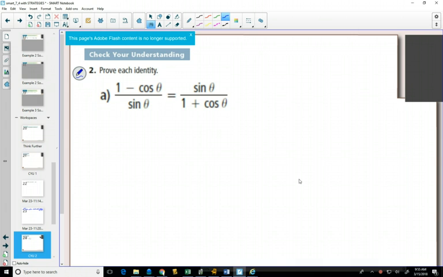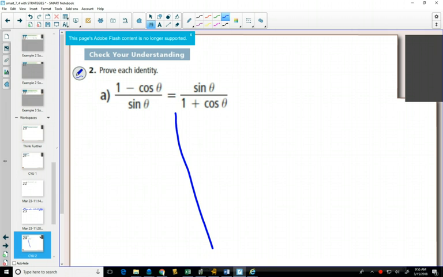Well, after we change things to sine and cos, our next main strategy was to write both sides as a single fraction. And we look at this one, and that's already done. So our two main strategies that solve almost all of our proofs are change things to sine and cos, and then write things as a single fraction. And in this case, both of those things are done. So what do we do?